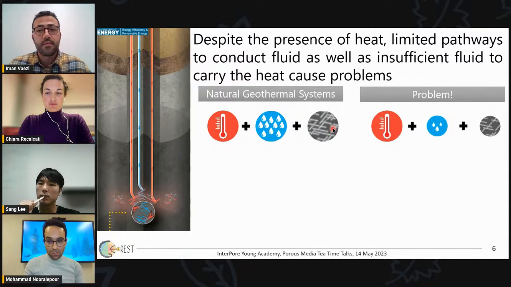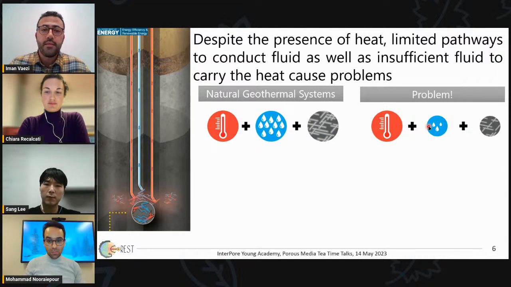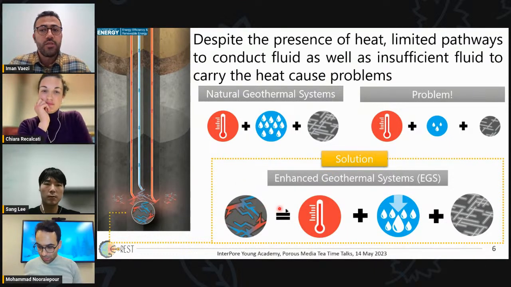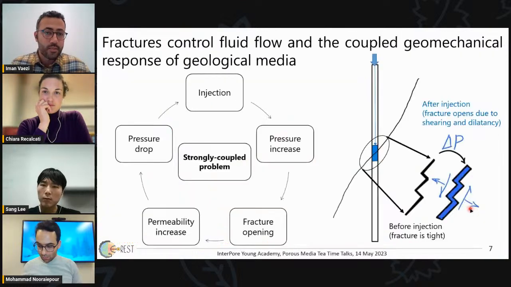Despite the presence of heat, sometimes conditions are not ideal for power generation from natural geothermal systems. In these cases, we have insufficient fluid to carry the heat and limited pathways to conduct fluid. As a solution, man-made enhanced geothermal systems can extract the abundant heat resources tens of thousands of meters below the surface and put it to good use. This would require fluid injected from the surface as well as the permeable pathway enhanced by injected fluid.